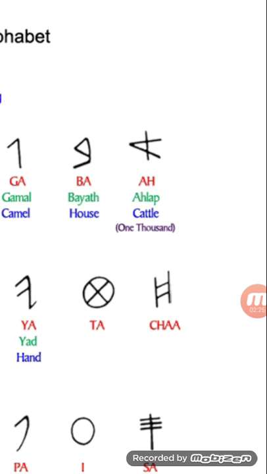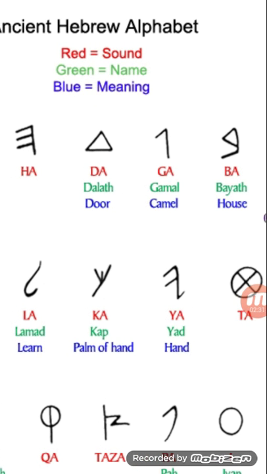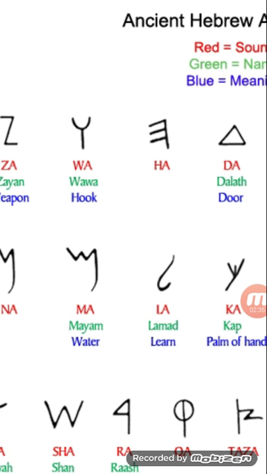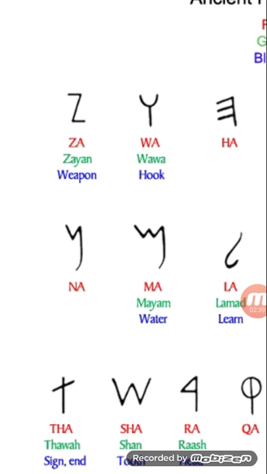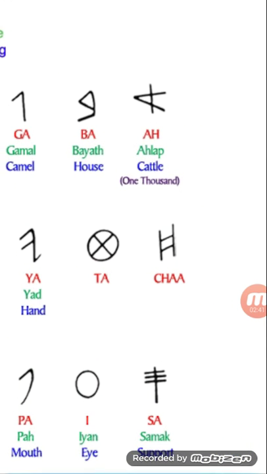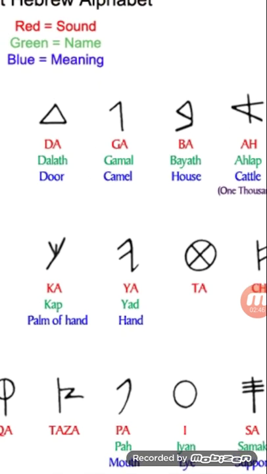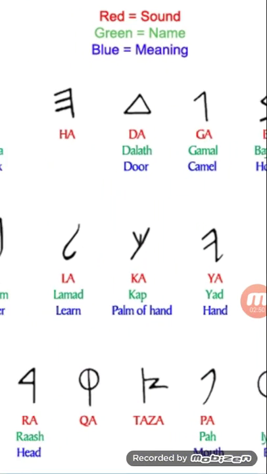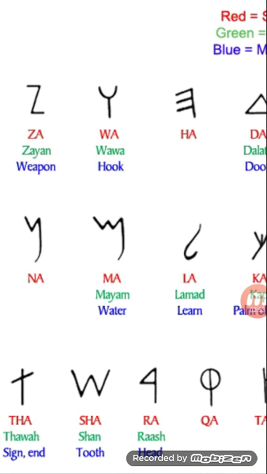The first letter of the alphabet is the Hebrew word ah. The second is ba. The third is ga. The fourth is da. The fifth is ha. The sixth is wa. The seventh is za. The eighth is cha. The ninth is ta. The 10th is ya. The 11th is ka. The 12th is la. The 13th is ma.